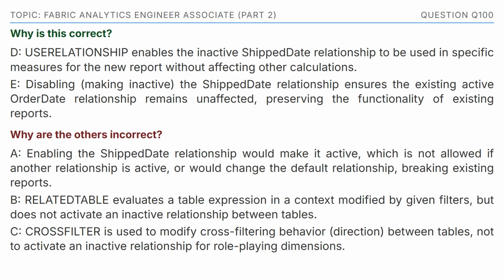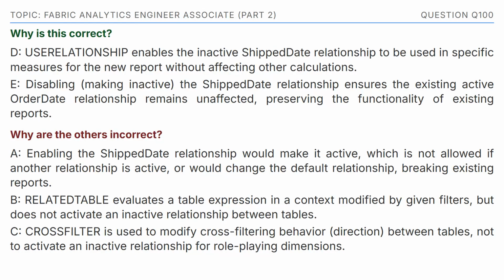Why are the others incorrect? A. Enabling the ShipDate relationship would make it active, which is not allowed if another relationship is active, or would change the default relationship, breaking existing reports. B. RELATEDTABLE evaluates a table expression in a context modified by given filters, but does not activate an inactive relationship between tables. C. CROSSFILTER is used to modify cross-filtering behavior, direction, between tables, not to activate an inactive relationship for role-playing dimensions.